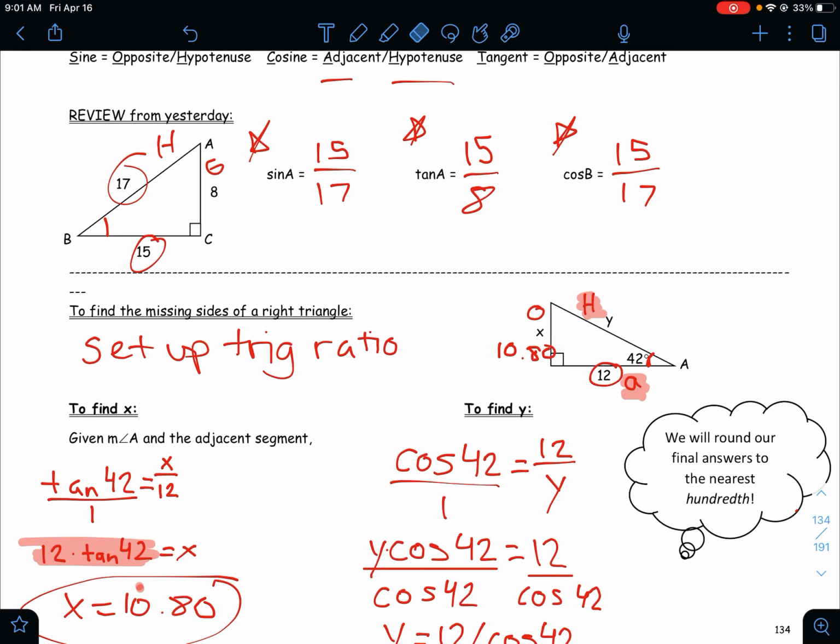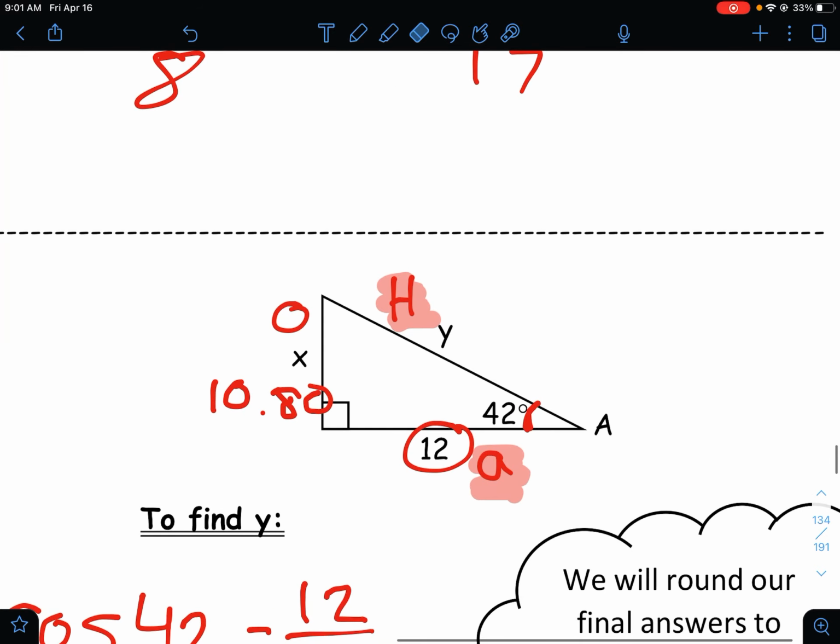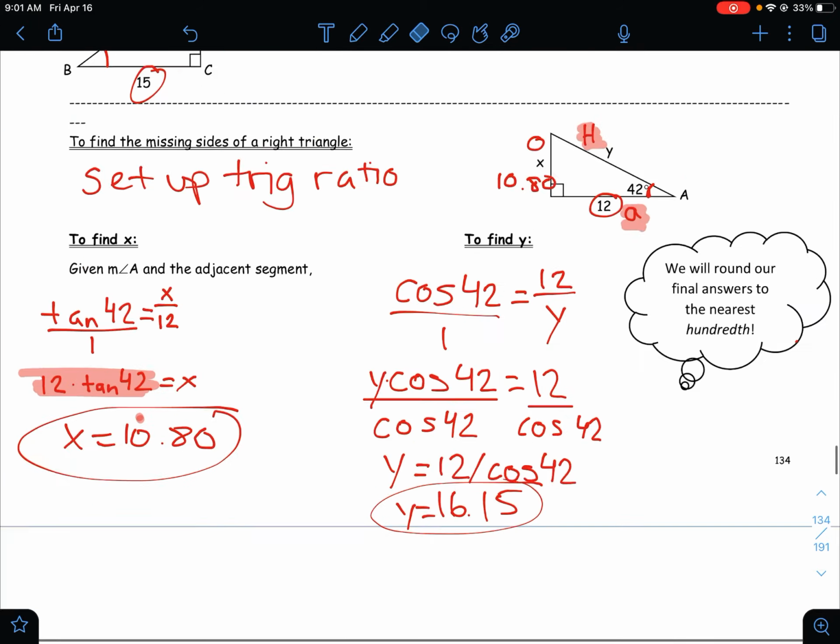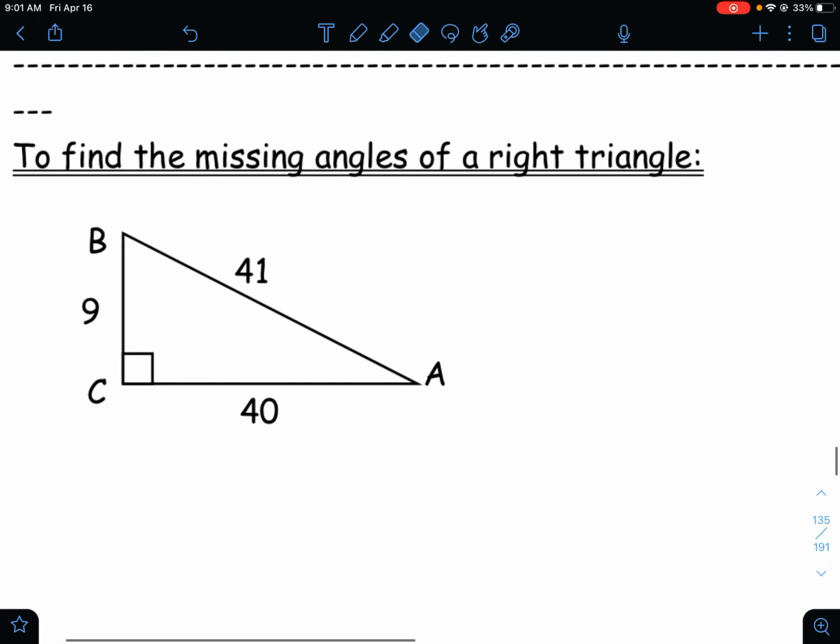So yesterday we learned how to solve for sides of a right triangle. And in order to do that, we needed to be given at least one of the angles. Now let's talk about what happens when you're not given any of the angles. So they want us to find the missing angles of a right triangle.